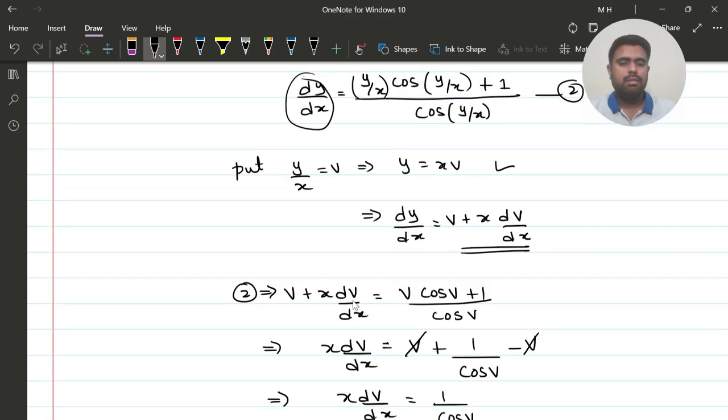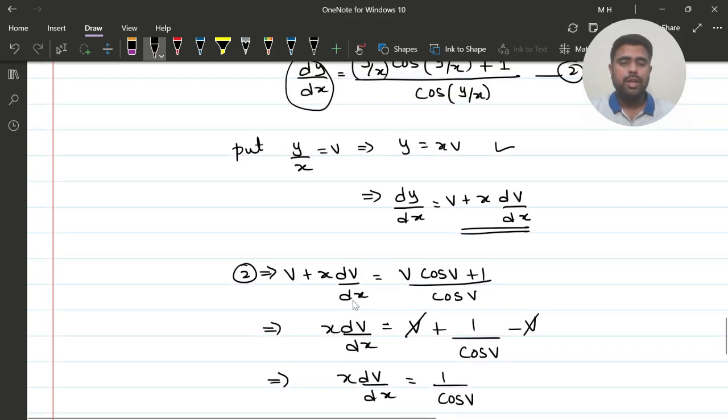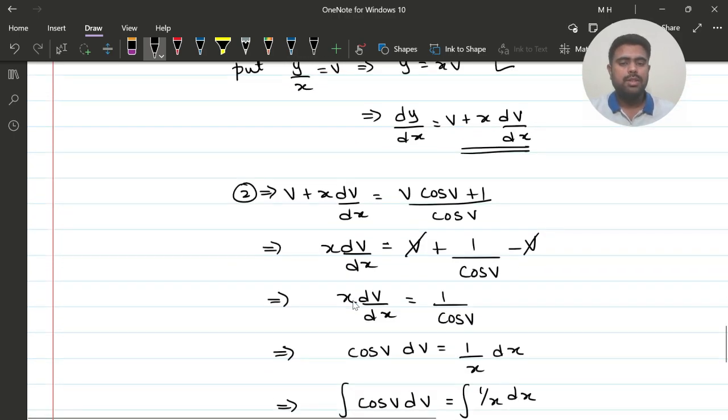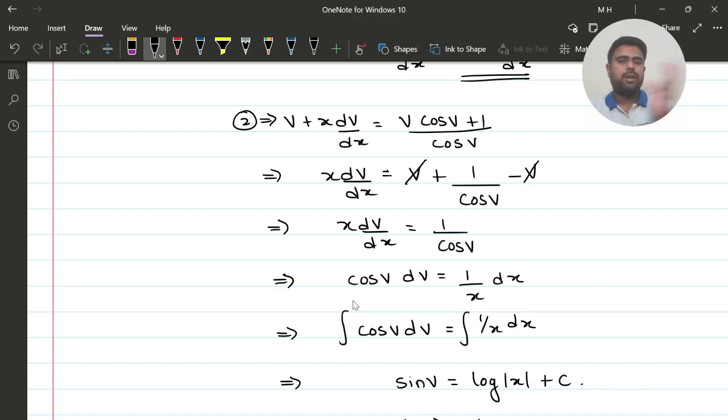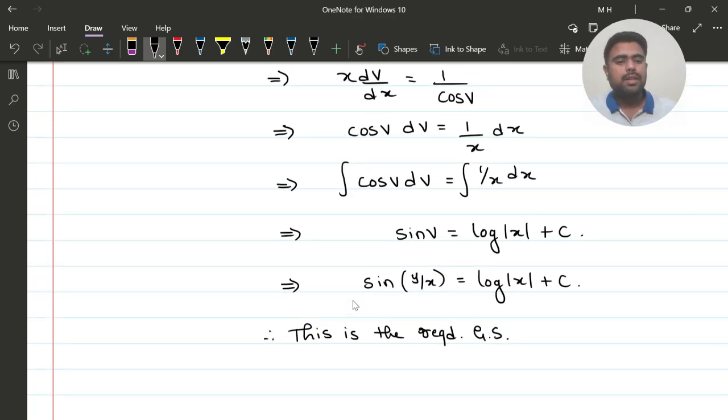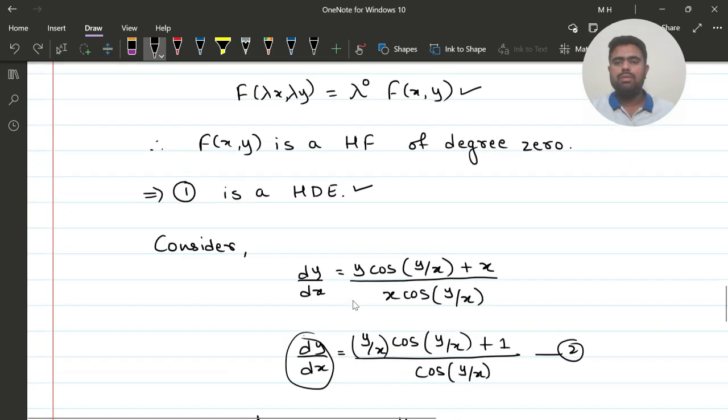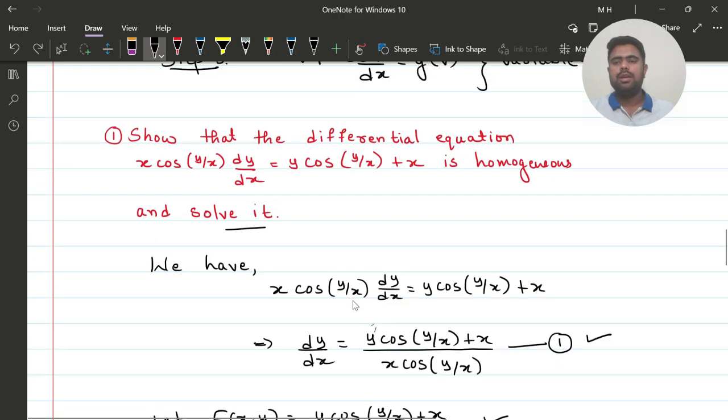Okay, and then we will convert it into a variable separable differential equation. Once that is done, we will separate out all the v terms and x terms, and we will integrate the left hand side with respect to v and the right hand side with respect to x, and then we will get the general solution. The general solution will be in terms of v, so whenever we get v, we will have to replace it with y by x. Fine. So this is how we will solve a homogeneous differential equation.